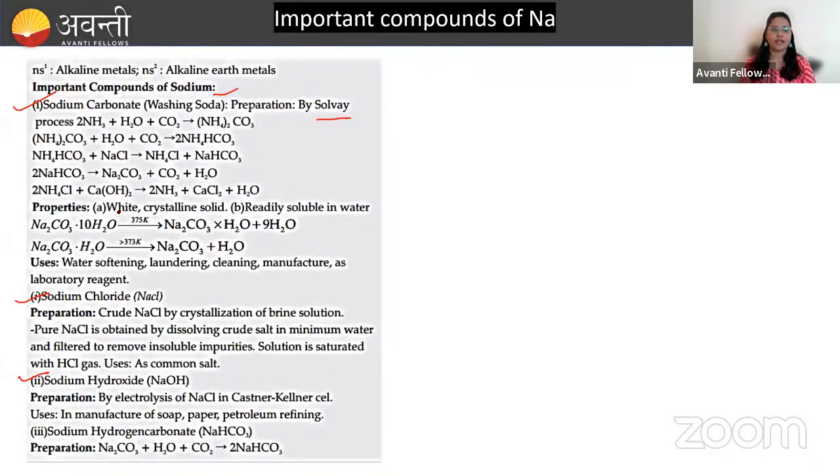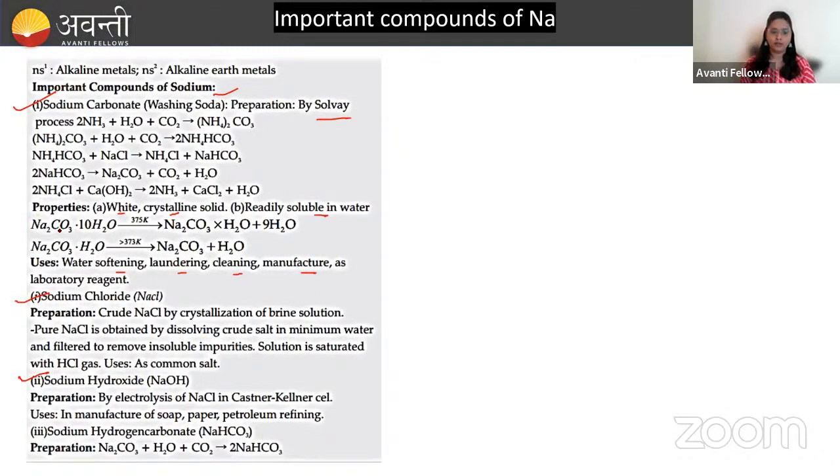The properties of that is what? White crystalline solid, and it is soluble in water. You can see the reaction also, sodium carbonate reactions, right? It is used in water softening, laundering, cleaning, manufacturing, and as a laboratory reagent. So these are certain uses of sodium carbonate.